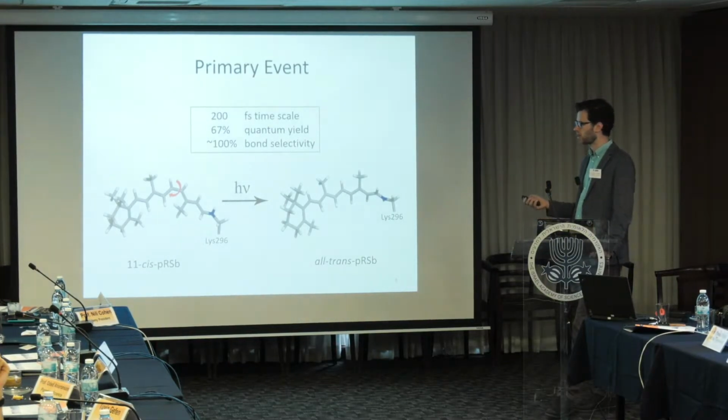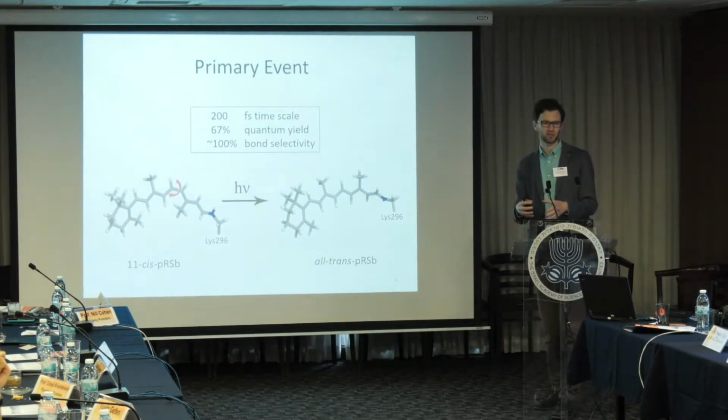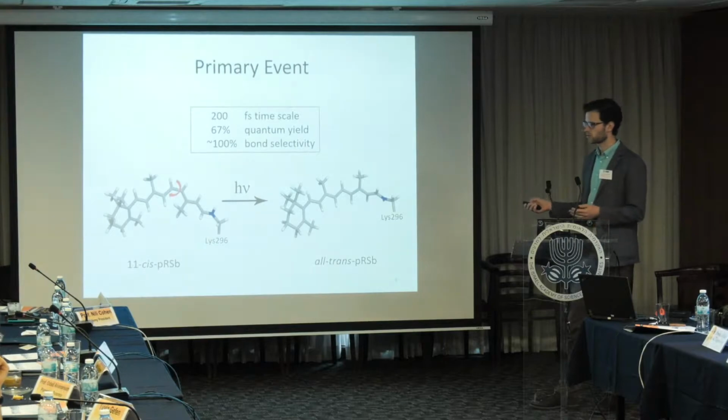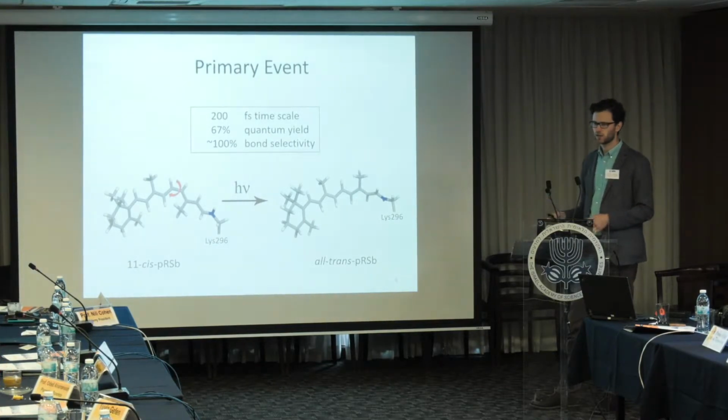Now the question is, how does the protein optimize this reaction? Because if you take the same molecule, you take it out of the protein and put it in a solution, in ethanol or methanol, all these properties are gone. The reaction time is on picosecond timescale, so it's more than 3 orders of magnitude slower. The quantum yield is below 20%, and instead of one specific isomer, instead of one all-trans retinal, we have a mixture of different isomers because different double bonds isomerize.